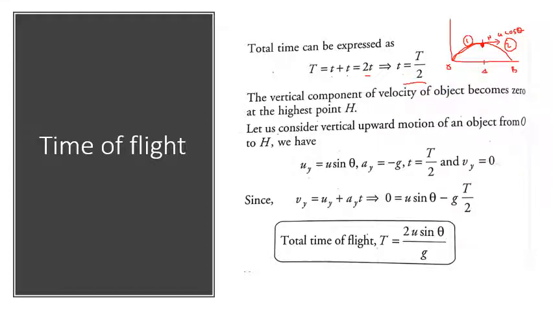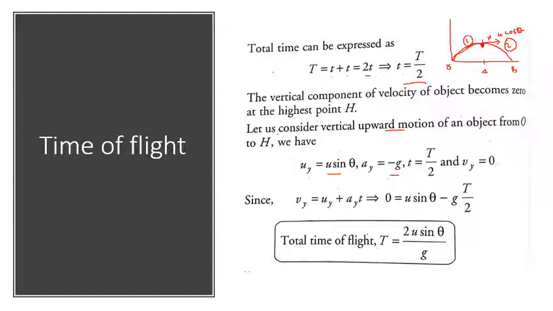Let us consider vertical upward motion of an object from O to H. So, what is your vertical component? Uy equal to u sin theta, and ay, acceleration in y direction, is minus g against the gravity. Small t equal to capital T divided by 2, where capital T is total time of flight, and Vy equal to 0, because at the maximum height the final velocity becomes 0.